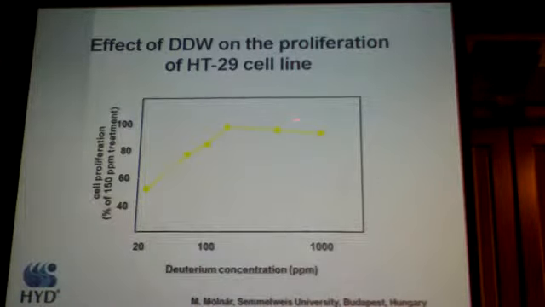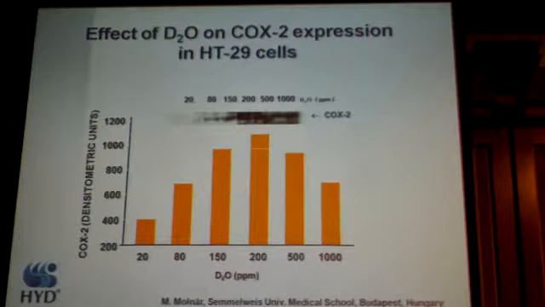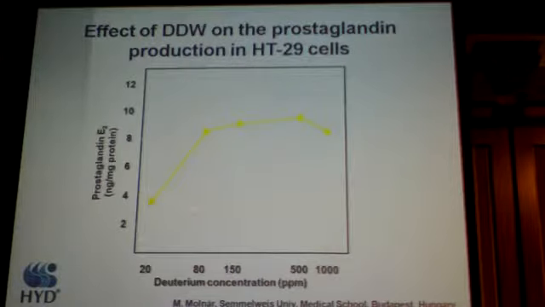I have shown you that in vitro growth, the lower the deuterium concentration, the bigger the inhibitory effect. But the real question was whether we can modify the expression of the COX-2 gene. It is well known that the COX-2 gene has a key role in tumor development. It is responsible for the enzyme which synthesizes prostaglandin. And what we could see here was a clear correlation between the deuterium concentration and the expression of the COX-2 gene. At the same time, we found a correlation between the prostaglandin concentration and the deuterium concentration. The lower the deuterium concentration, the lower the prostaglandin concentration.